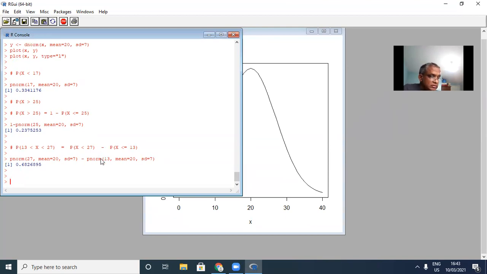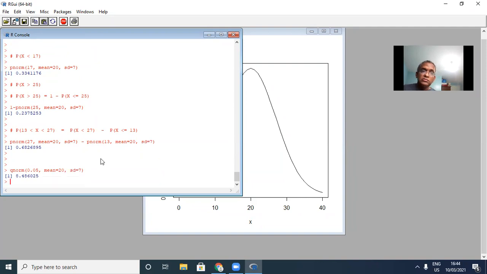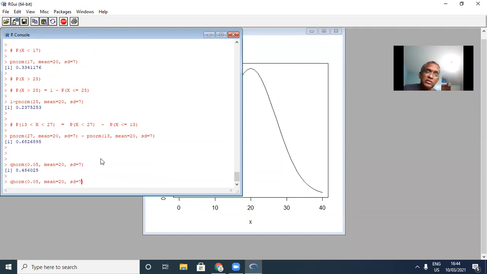So that completes the first part of exercise 4. The second part is to find the percentiles at the 5th percentile, the 10th percentile, the 90th percentile, and the 95th percentile. To find the percentiles, you use the command qnorm. So to find the 5th percentile, you put 0.05 with mean equal to 20 and standard deviation 7. So this is the 5th percentile.